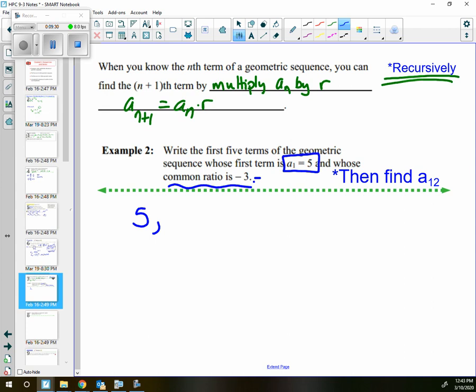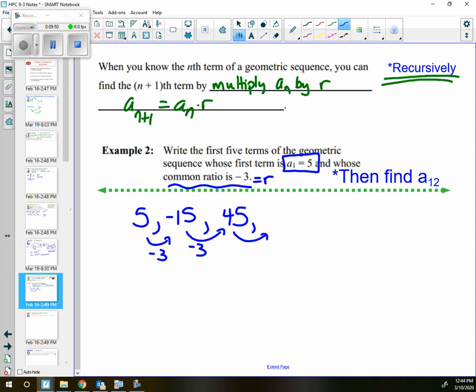So my common ratio here is the r. So I'm going to multiply by -3 to get to the next term. So that would be -15. And then I could multiply by -3 again. That would give me +45. Notice if your common ratio is negative, your signs do alternate. So it's very interesting. You're going to have alternating signs for these.